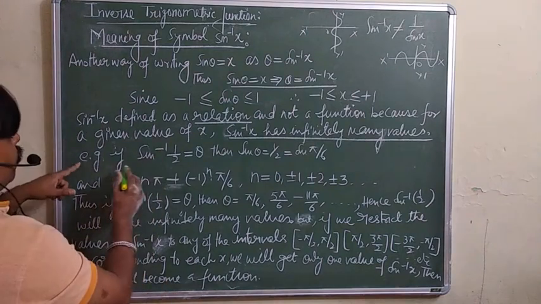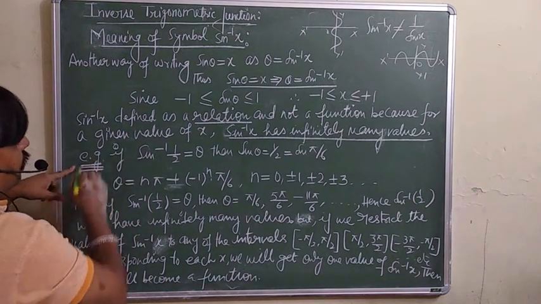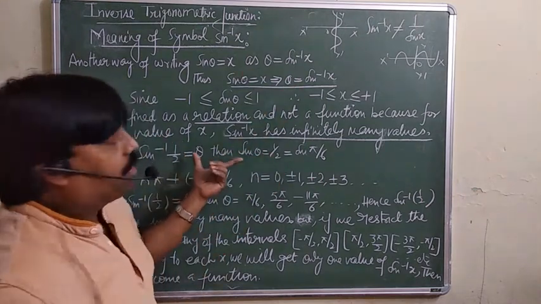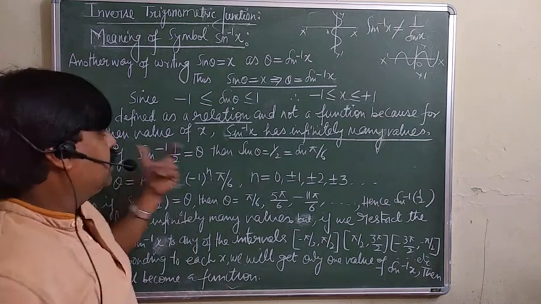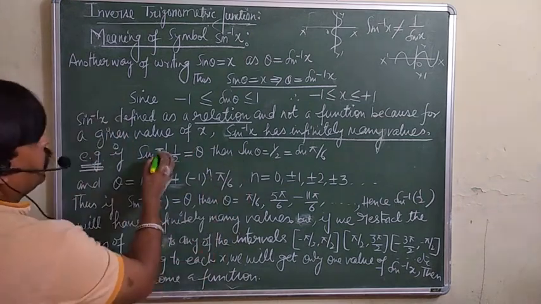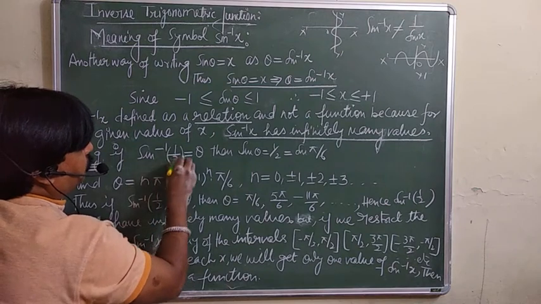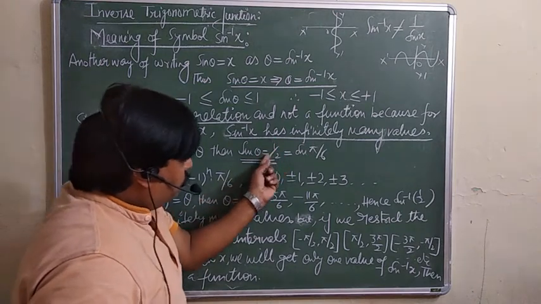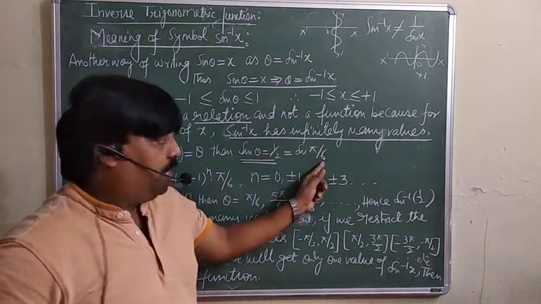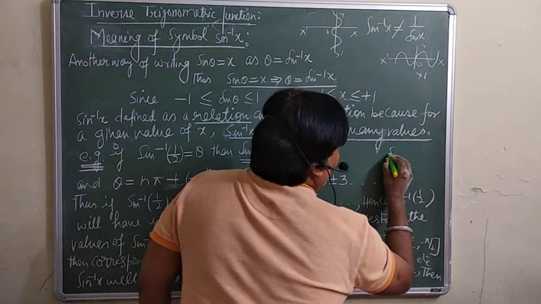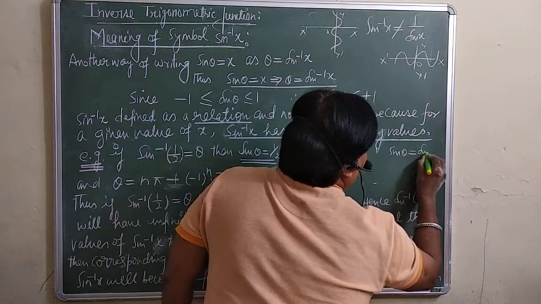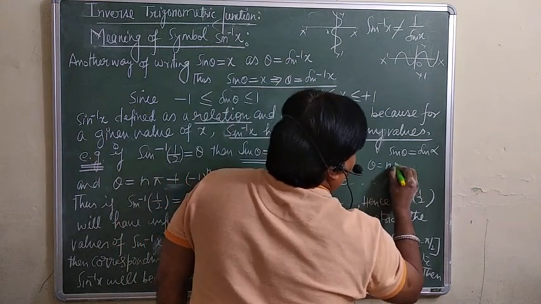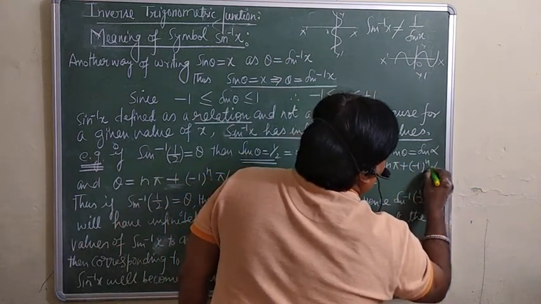One important point: this is the example we are taking. With the help of this example, we will try to understand when this sine inverse x is going to become a function. So sine inverse 1 by 2 is equal to theta. So it means sine theta is equal to 1 by 2. And the value of 1 by 2 in sine is pi by 6, sine 30. This you already read in the 11th standard. Then if sine theta is equal to sine alpha, then theta is equal to n pi plus minus 1 raised to power n into alpha.